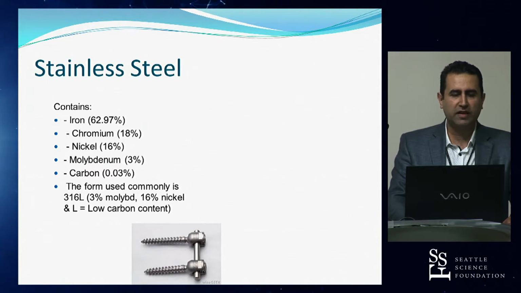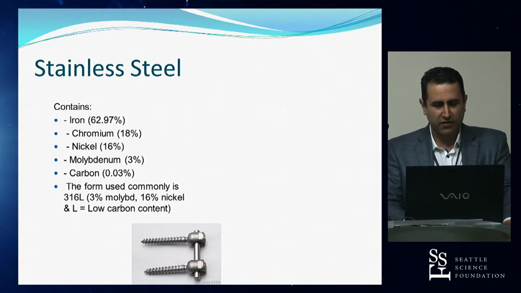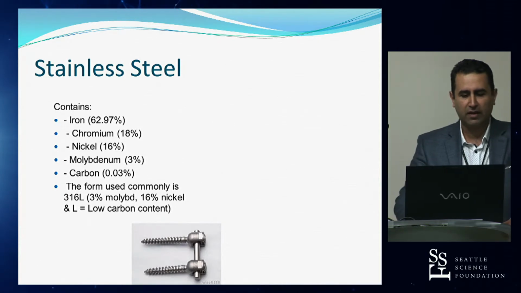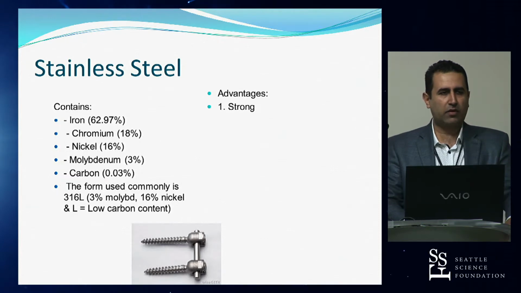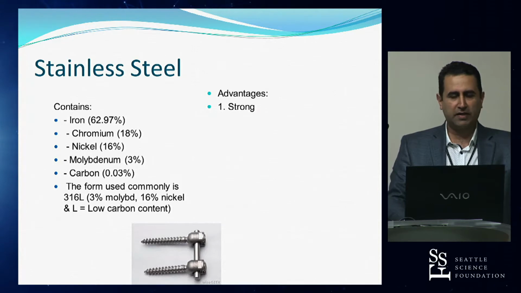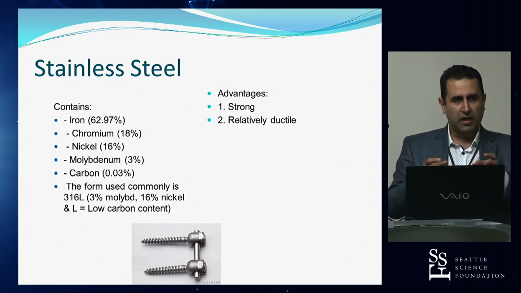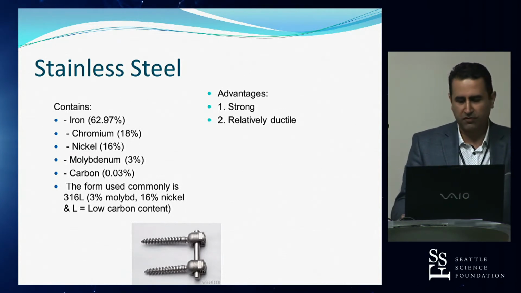So obviously steel is a combination of different ferrous and non-ferrous elements, basically. The most commonly used one is this 316L, which is 3% molybdenum and 16% nickel. So what are its advantages? It's extremely strong. It's got a high elastic modulus. It's particularly resistant to stiffness. It's relatively ductile, so it takes a lot of force before it ultimately fails. So it can resist a lot of deformation before failure.